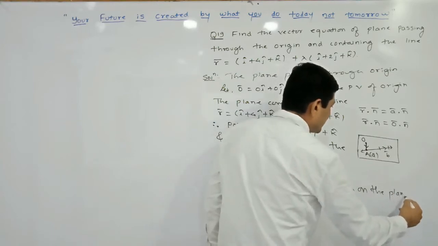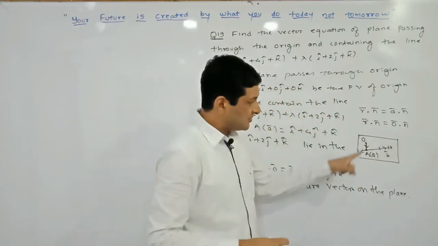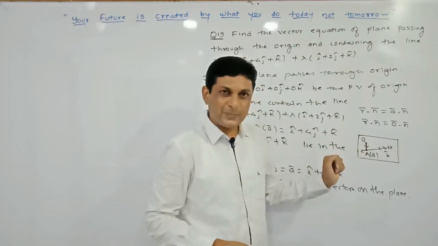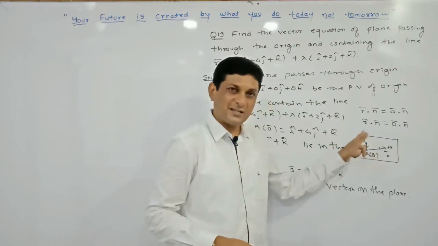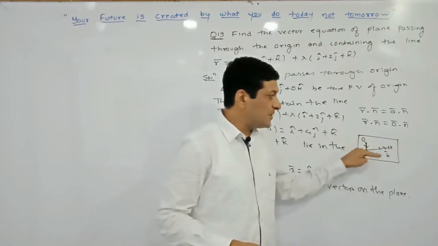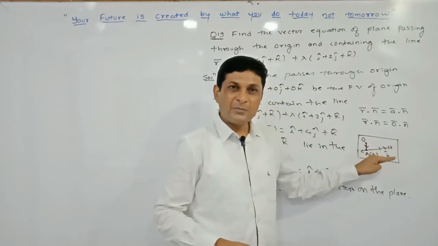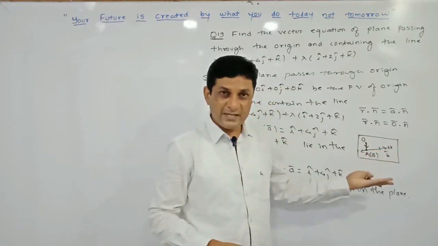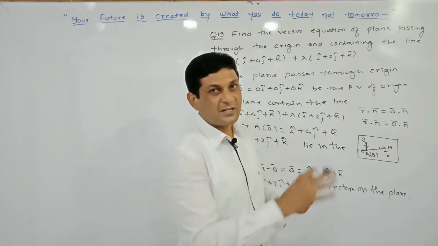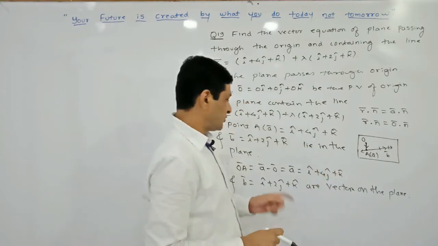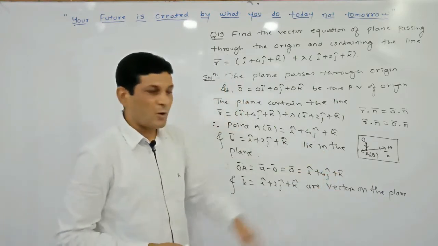So here we can easily observe that these two points lie in this plane, which means this vector OA bar also lies in this plane, and B bar is also a vector along the line, but the line lies in the plane, so the line containing the plane means this B bar is also a vector in the plane. Or we can say that these two vectors are vectors on the plane.